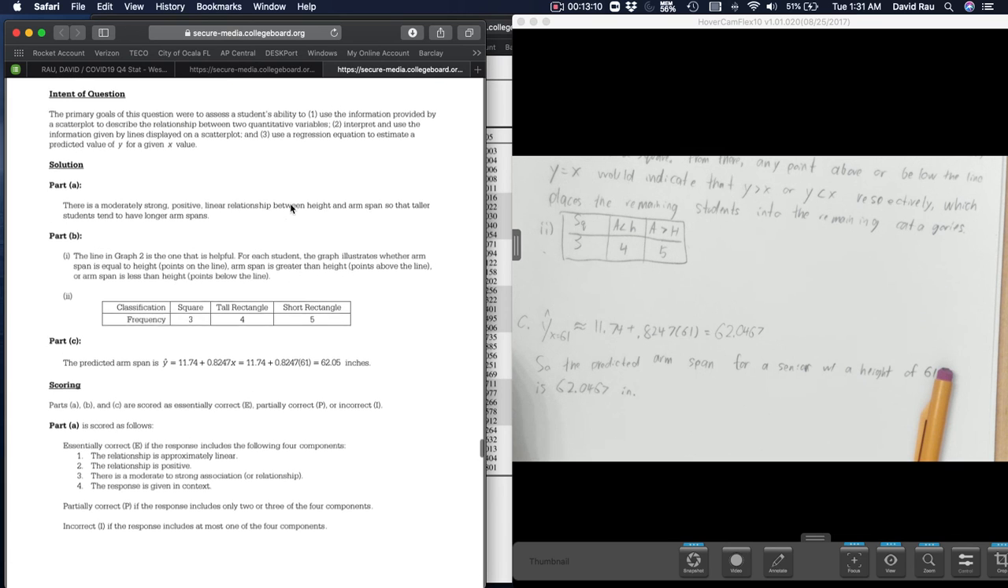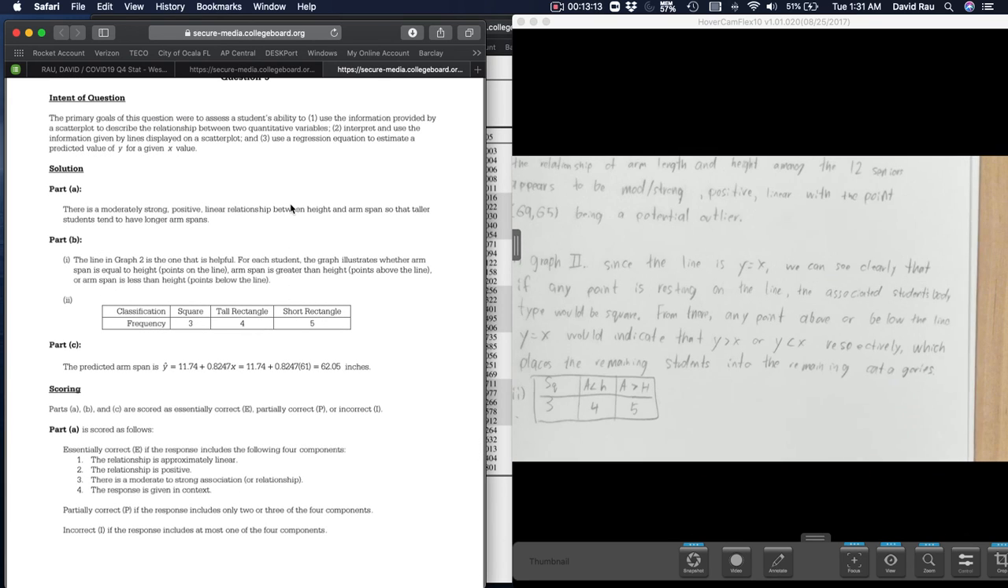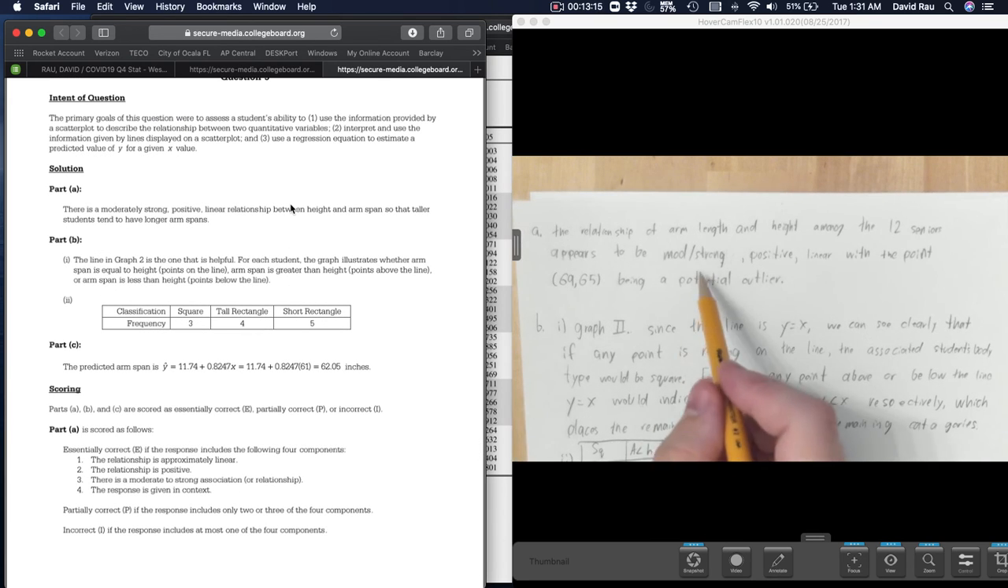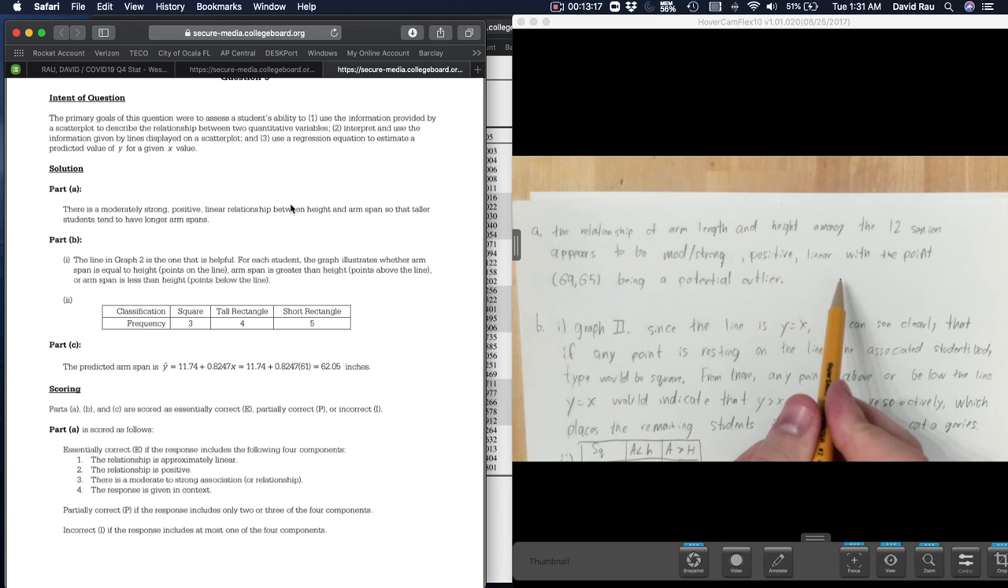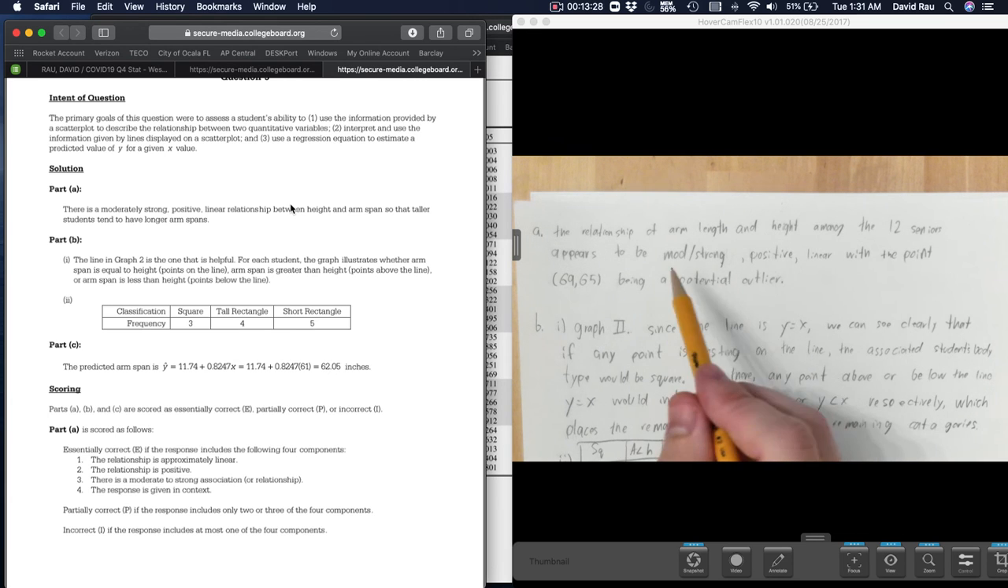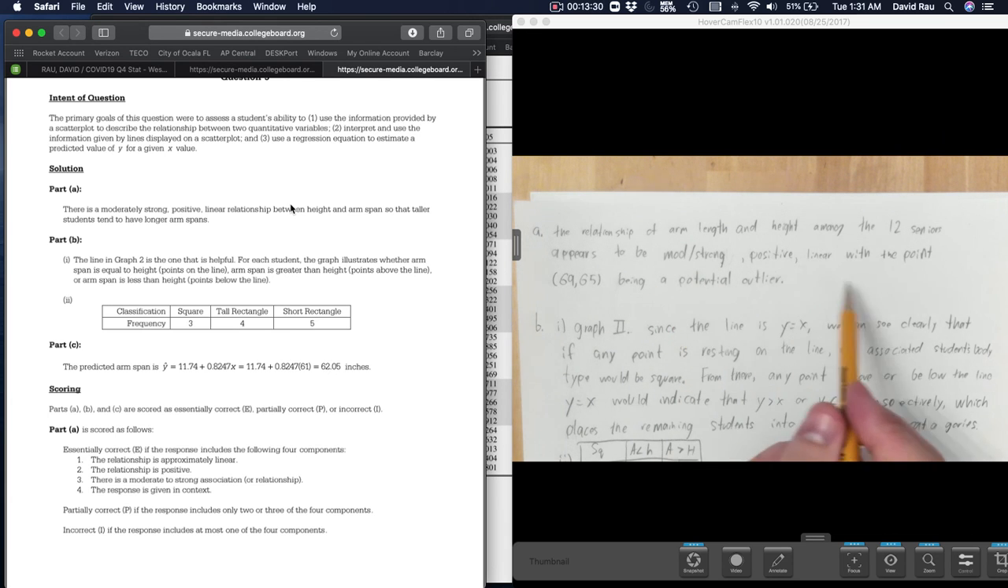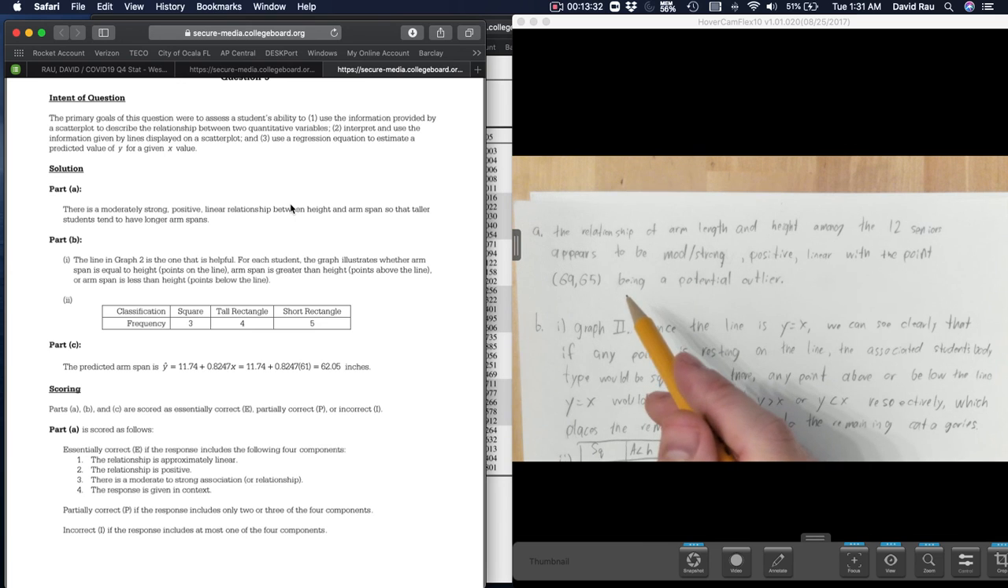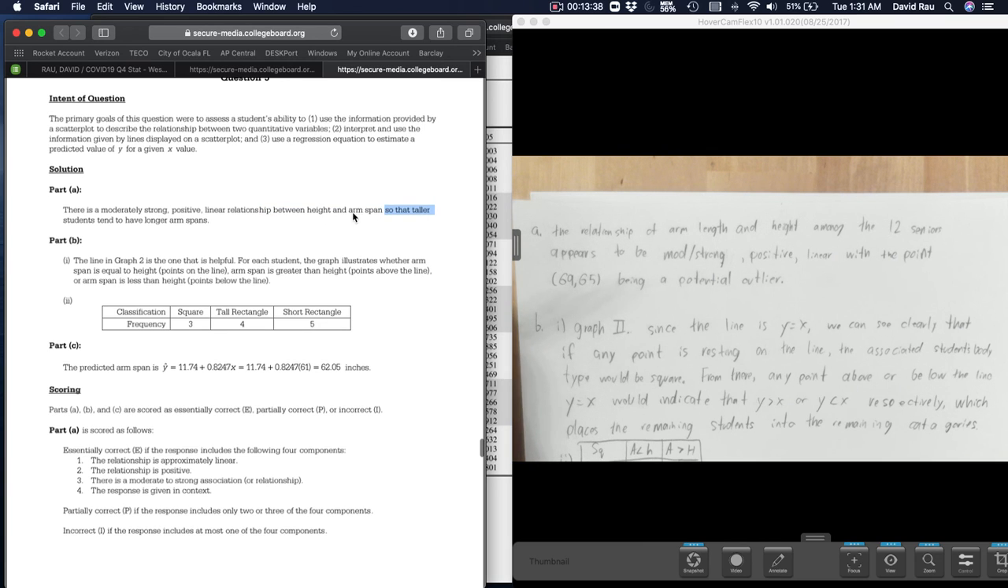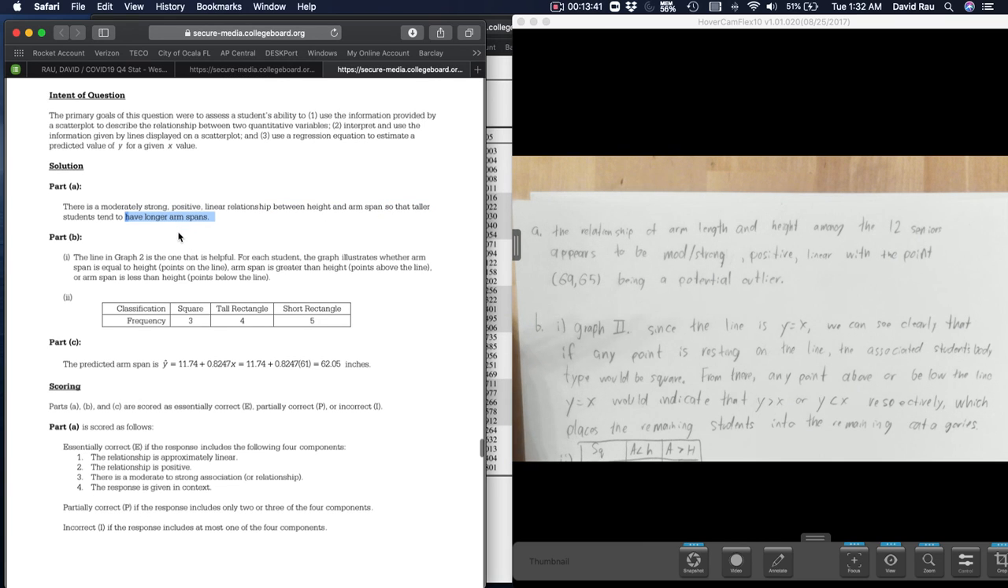Question 5. So they say moderately strong. Awesome, got that right. Positive linear relationship between height and arm spans, so that taller students tend to have longer arm spans. I said the potential outlier thing. Maybe I shouldn't have said that. I don't know. But one of the things they also do is they describe what that means. It means the taller you are, the longer arm span you should have.